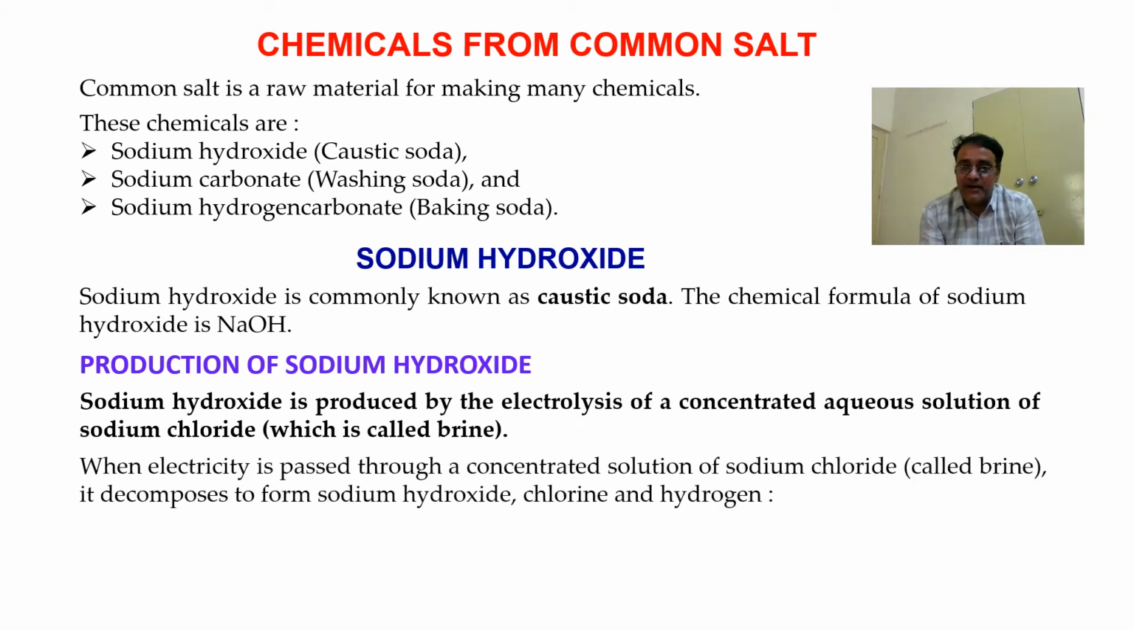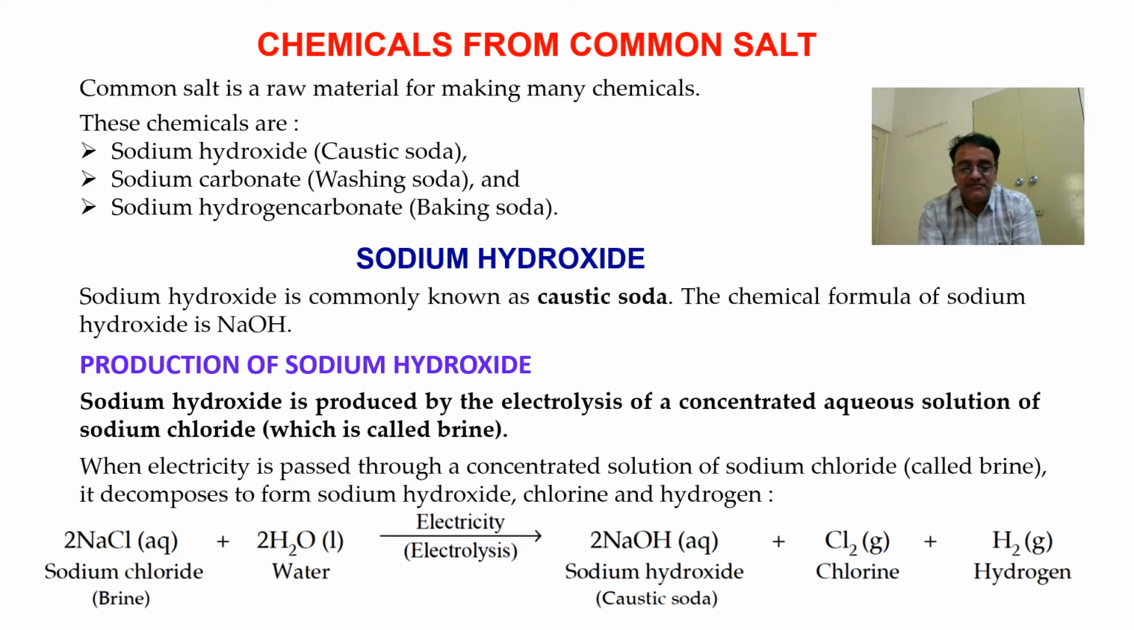When electricity is passed through a concentrated solution of sodium chloride, which is called brine, it decomposes to form sodium hydroxide, chlorine, and hydrogen. Okay, we'll see the reaction. This is the reaction, and this is the sodium chloride brine. We are passing electricity through the water. So we'll get sodium hydroxide and chlorine, and we'll get hydrogen also.